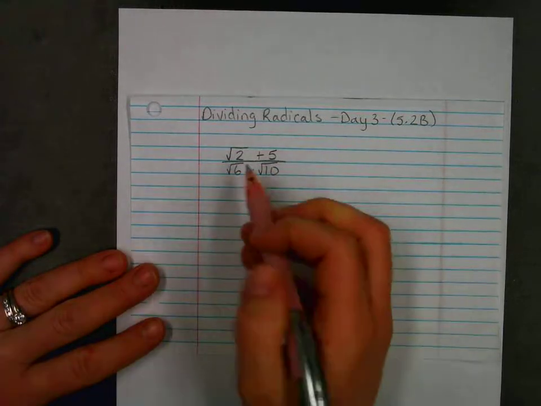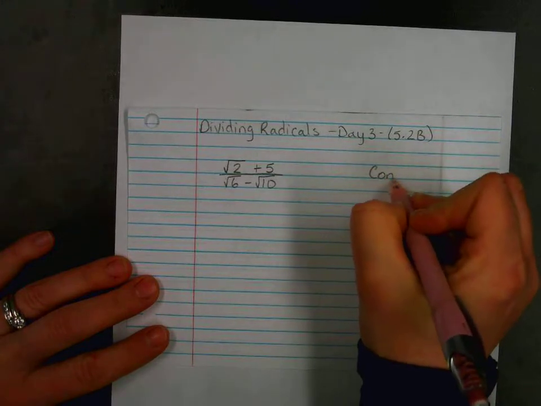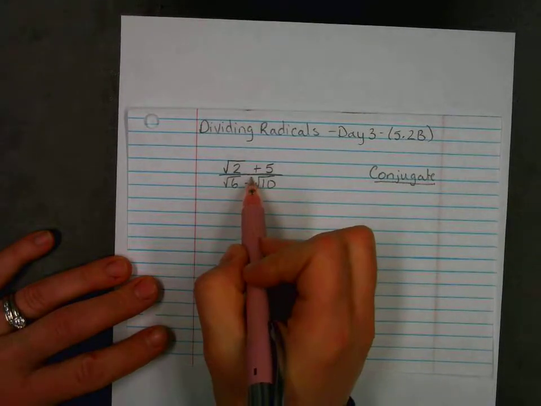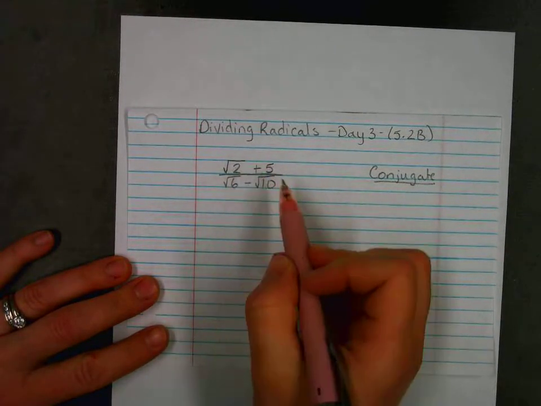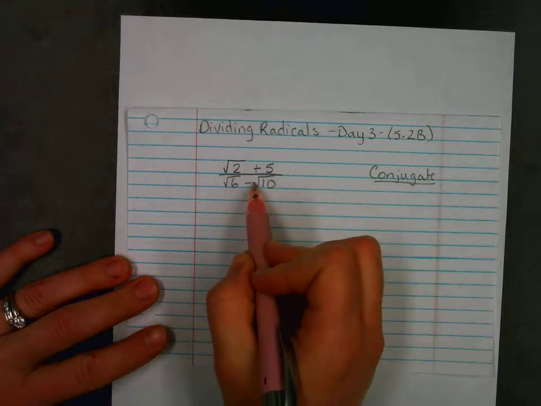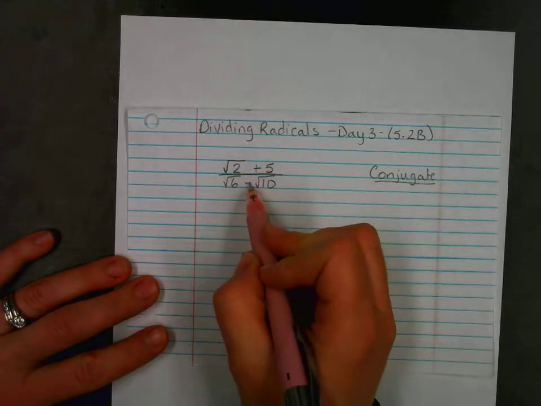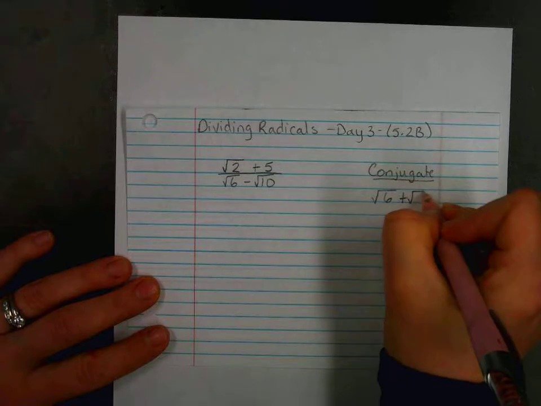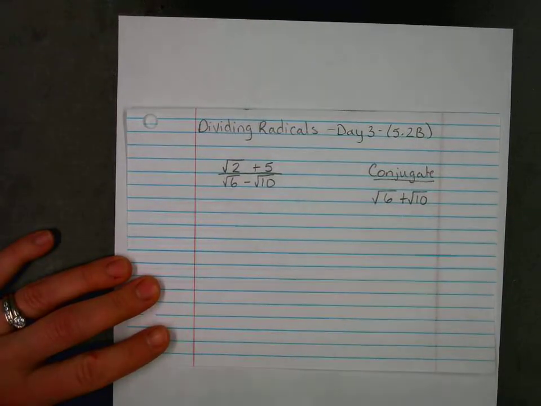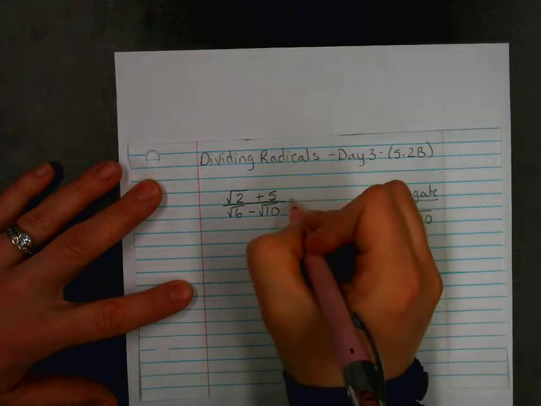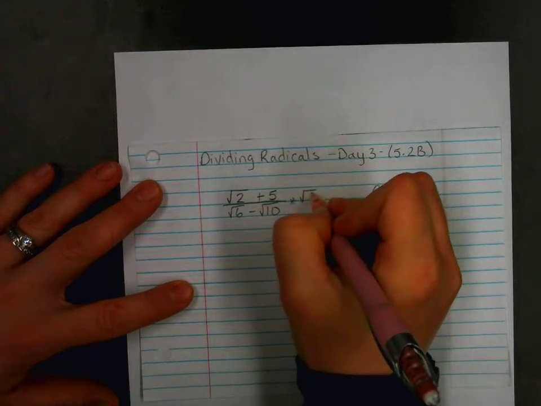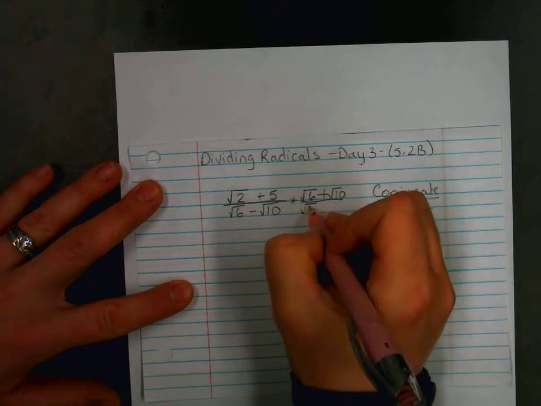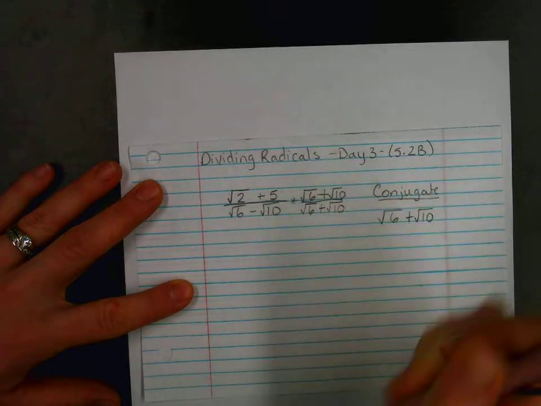called the conjugate. Okay? And the conjugate is the same binomial as root 6 minus root 10, but with the opposite sign. So if this is a minus, the conjugate of root 6 minus root 10 would be root 6 plus root 10. So this is what we want to multiply the numerator and denominator by our radical expression. So I'm going to multiply the top and bottom by root 6 plus root 10.